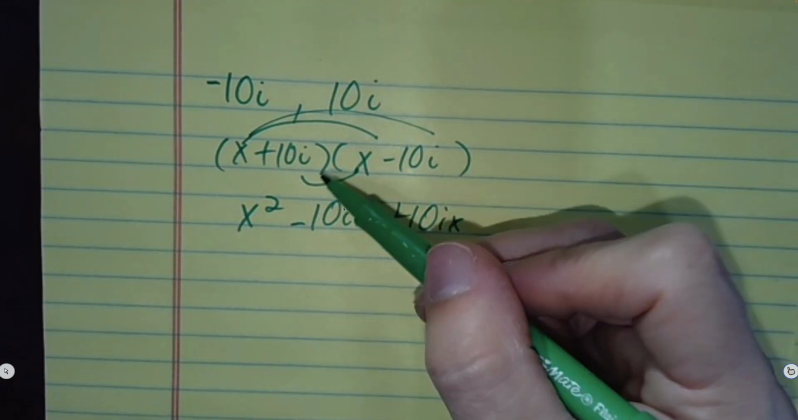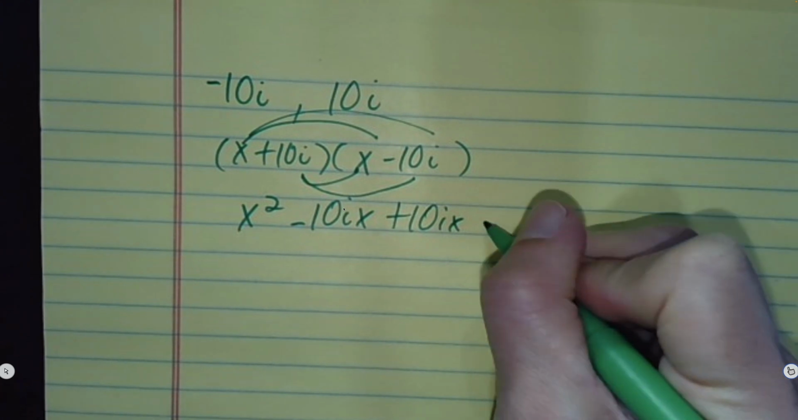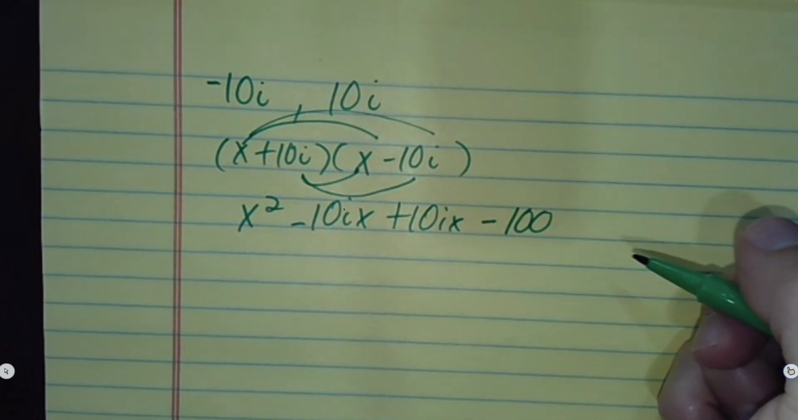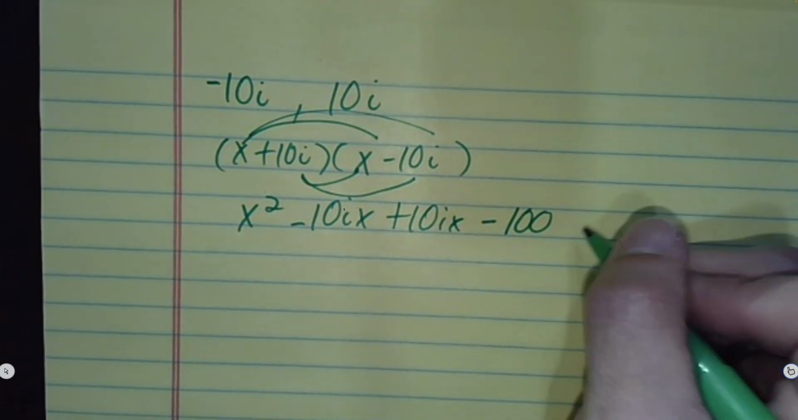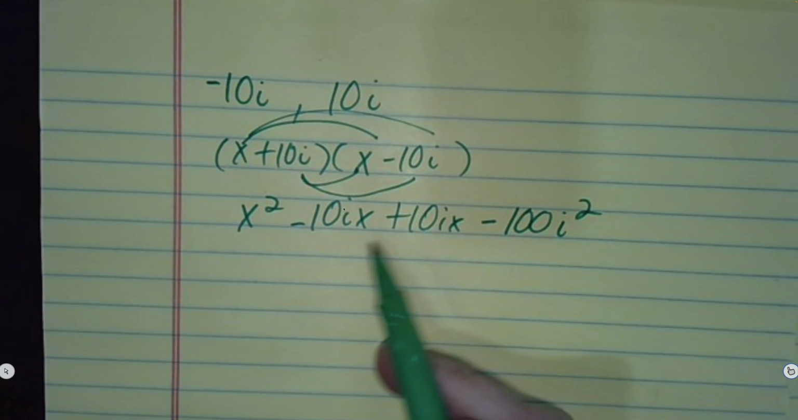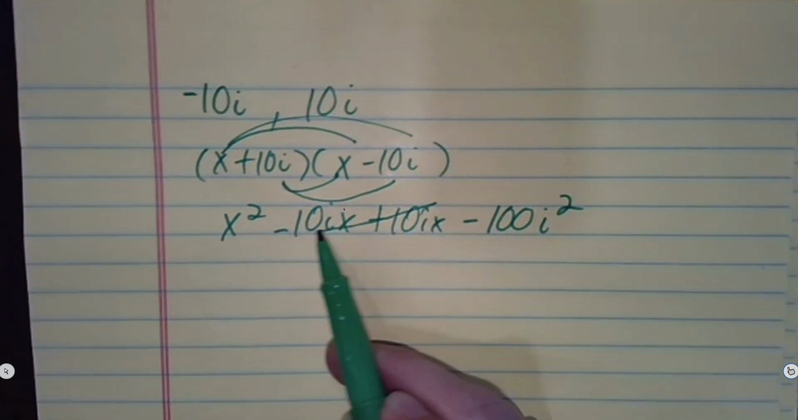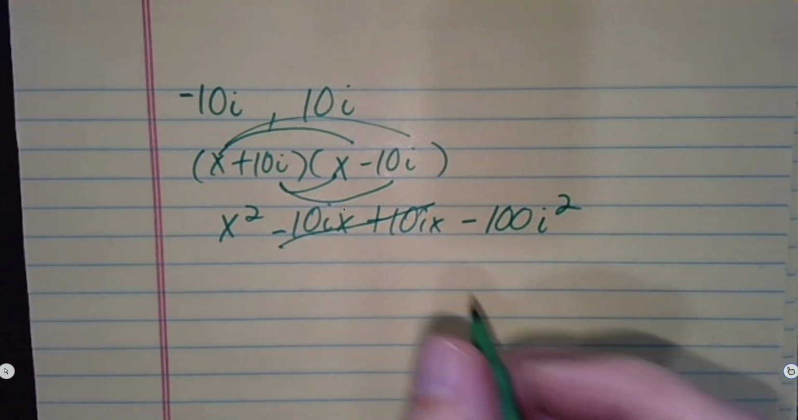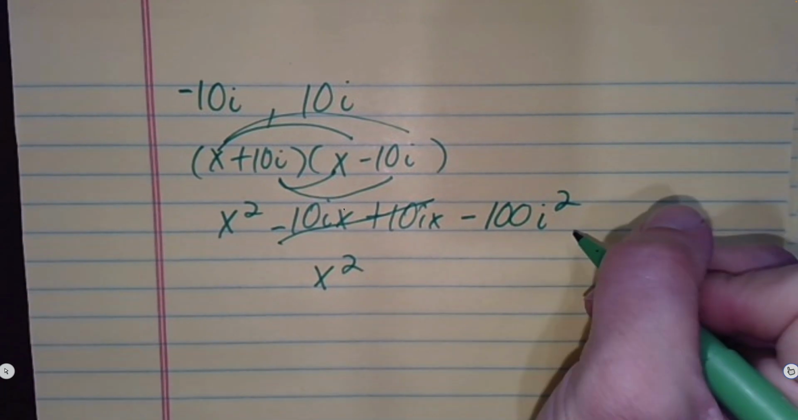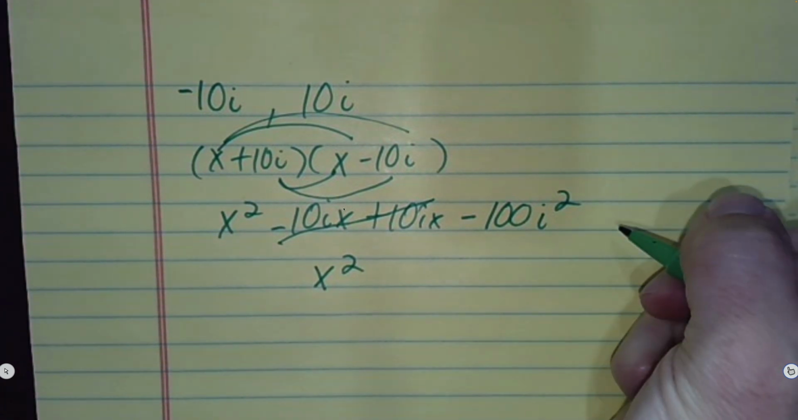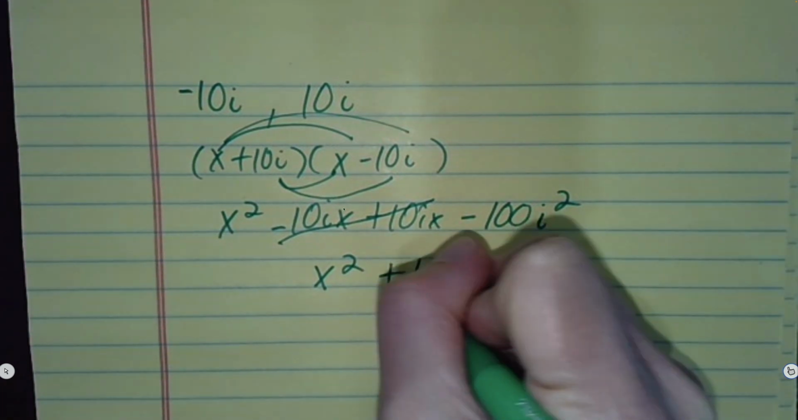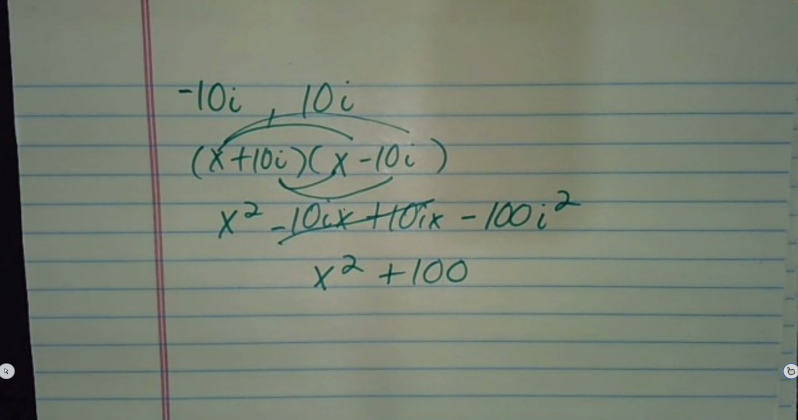But it's not just me. Then what's 10i times negative 10i? Negative 100 i squared. What happens to the middle terms? That's what should happen when we've got conjugates. X squared. What's negative 100 times negative 1? Plus 100. There you go.